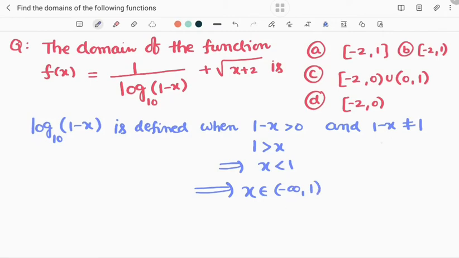And here both 1s get cancelled. 1 - x - 1 is not equal to 0. So -x is not equal to 0. So x is not equal to 0.